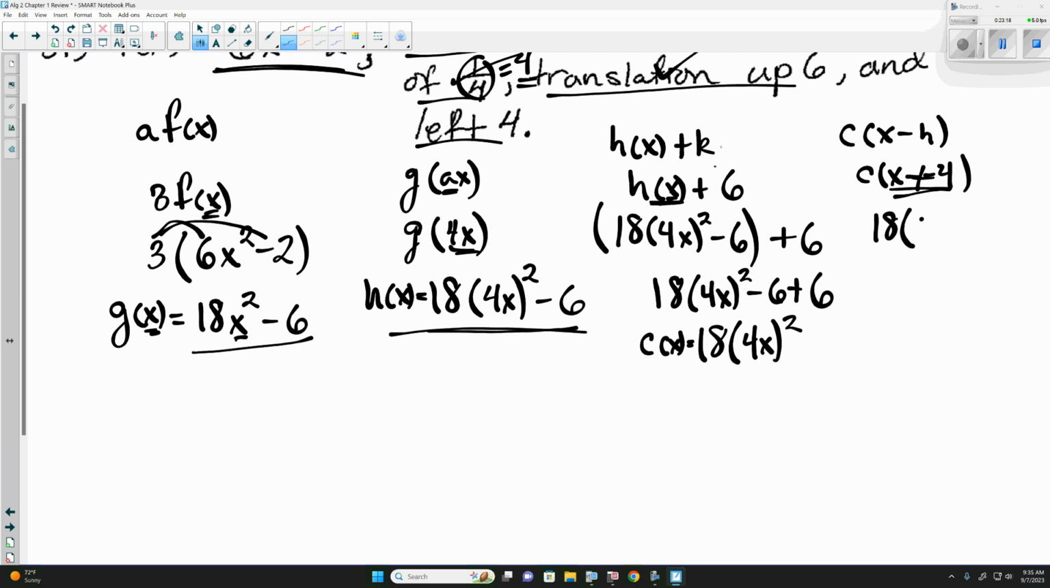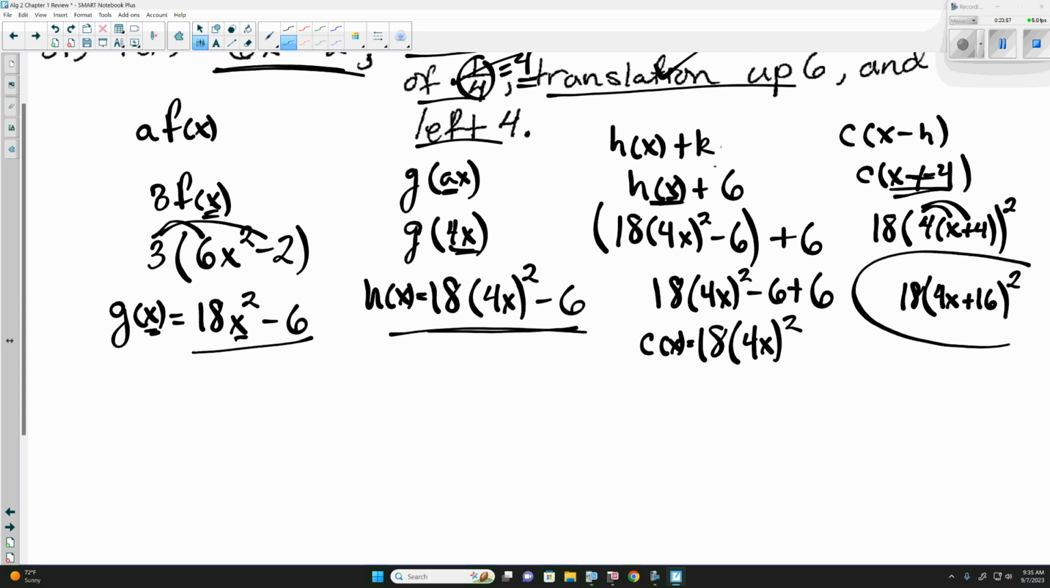So we have 18 parentheses 4x plus 4 squared. We replace the x inside the parentheses with the 4x. It would not be cubed. It'd still be squared. There's one last step. Because I'm not going to ask you to square it. That is a lot. But we will multiply it by 4. Because 4 times x is 4x. And 4 times 4 is plus 16. And that's the final answer.